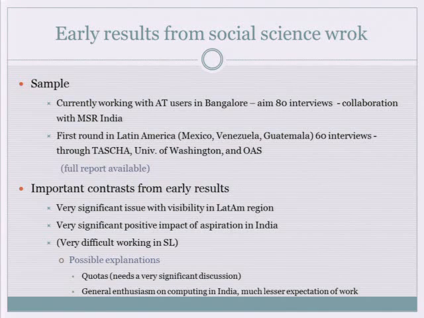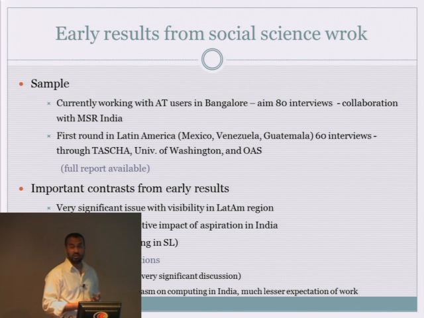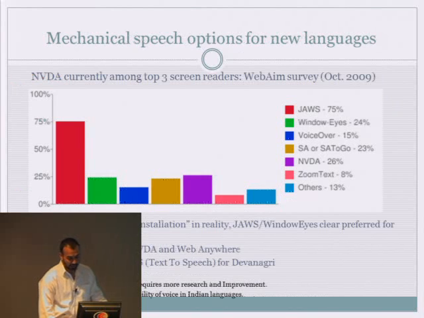In comparison to that, India didn't have the same situation. Obviously, that creates a difference in the sample itself. And there's also general enthusiasm on computing in India. This is something that I've found in my past work, and much lesser expectation for work. So somebody who had a serious vision impairment early in life didn't really expect to be part of the workforce. So even being in some form part of the workforce created a much greater positive impact.